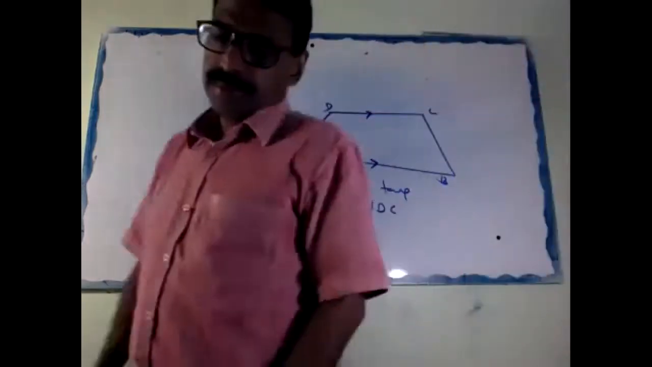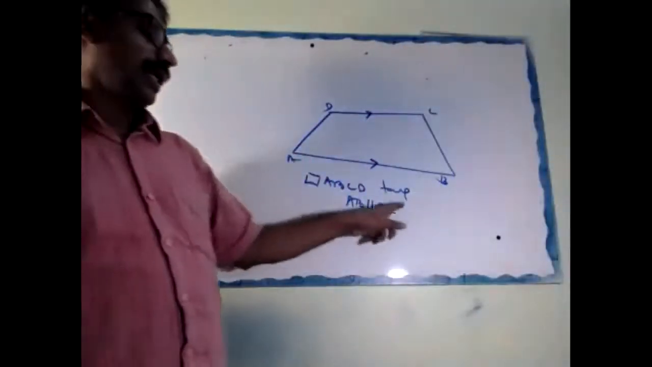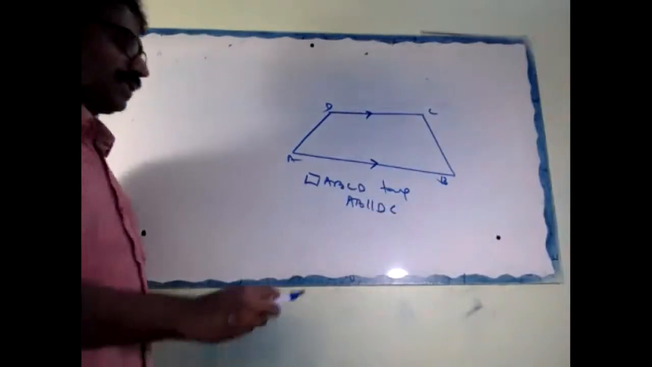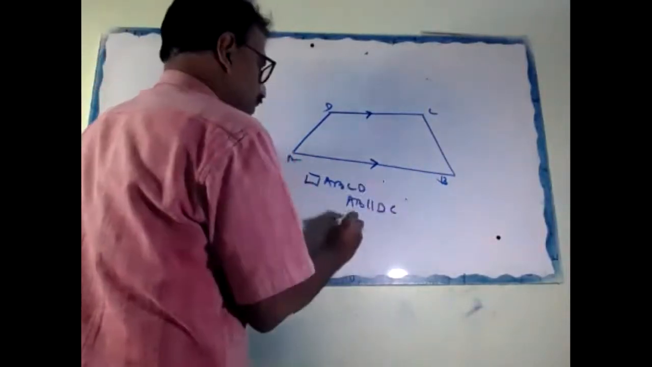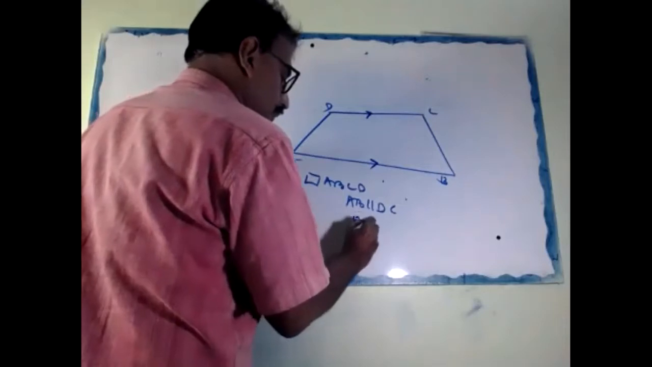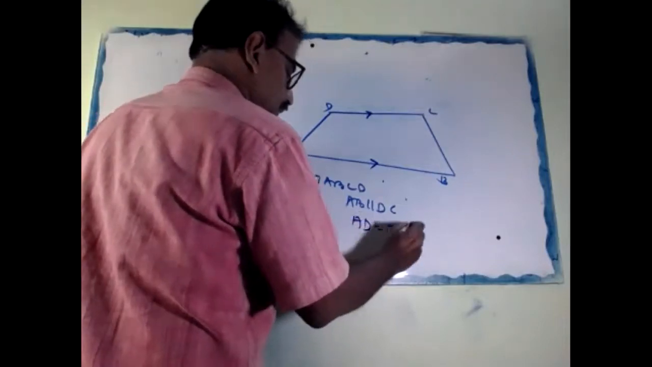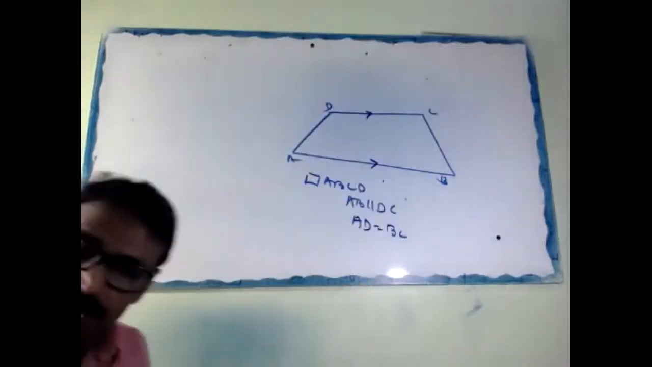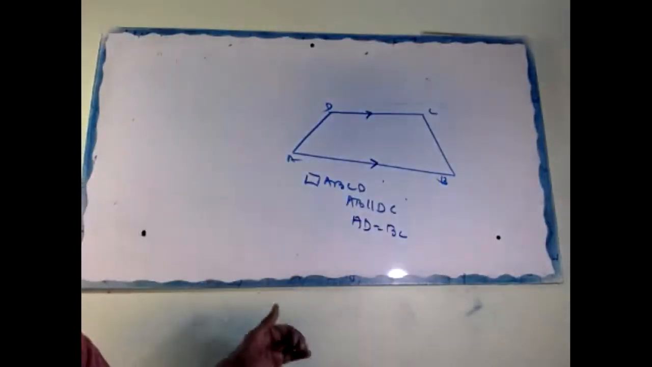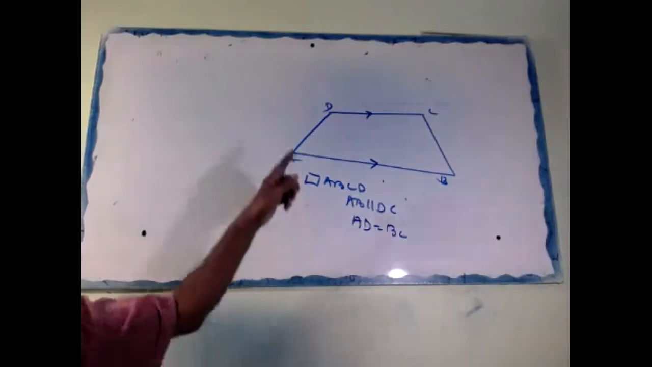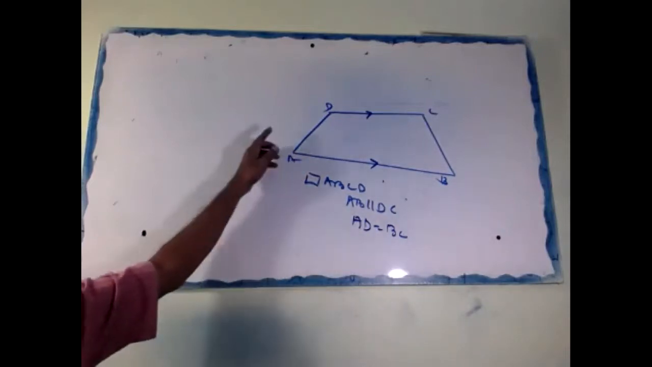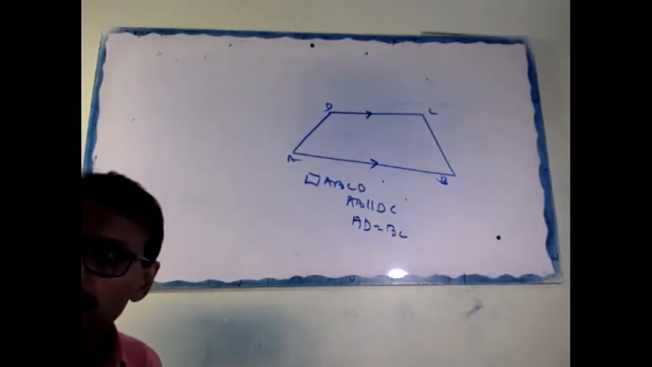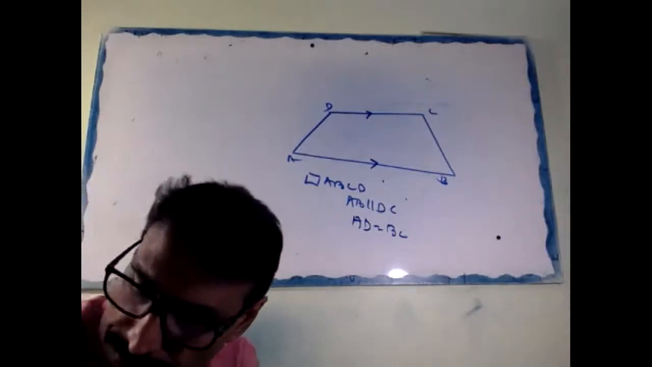Okay, then ABCD is an isosceles trapezium in which AB is parallel to DC and AD is equal to BC. Clear now? That is called an isosceles trapezium.